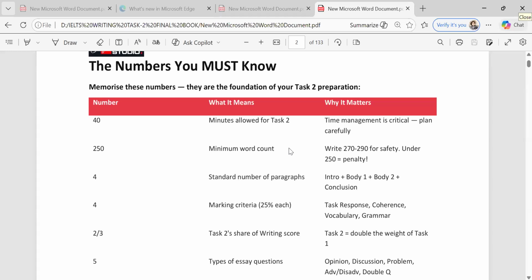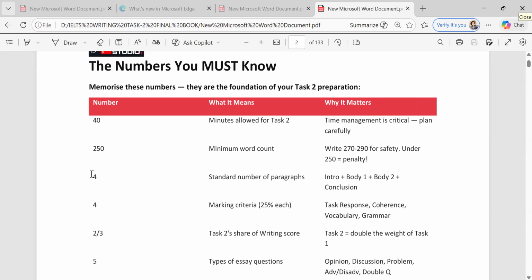Now we want to enter task 2. The first part is the time: the total time you can spend is 40 minutes. And the minimum words you can write is 250. But I don't suggest writing more than 270, clear, because if you cross that, 300 words means more mistakes, 250 words means fewer mistakes. So it should be between 270 and 290 words. If you write less than 250, there is a penalty. So make sure your words are not less than 250 and not more than 270 to 280.